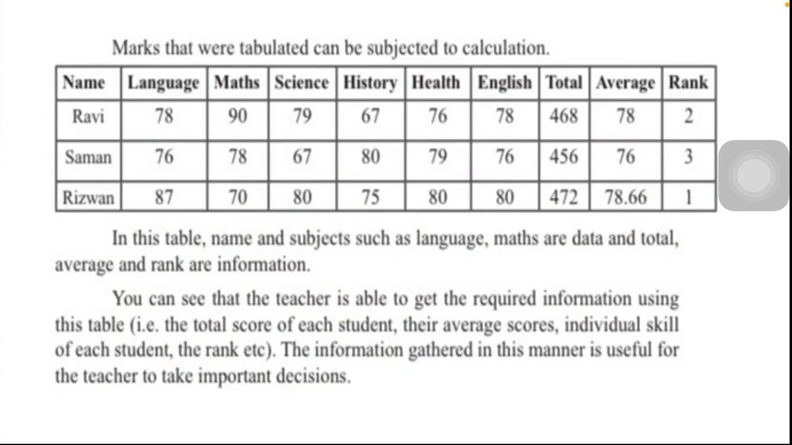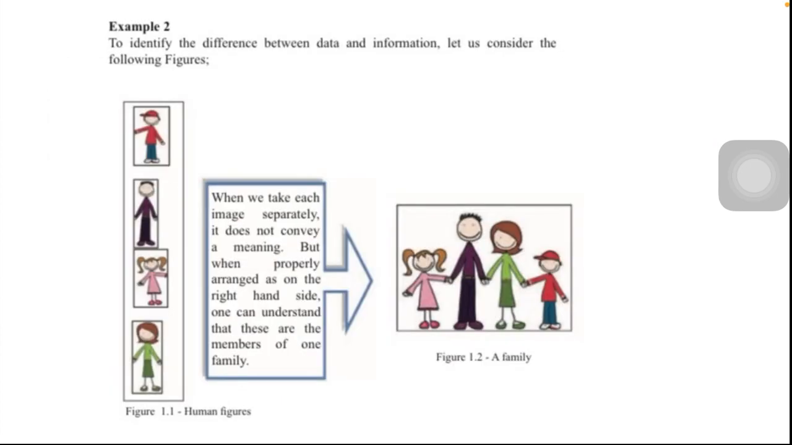Right, we'll move on. In example 2, you can see on the left hand side, there are a few individual human figures. When you look at each figure separately, you cannot get any clear idea. But as on the right hand side, when you organize those figures, you can understand those are members of a family.